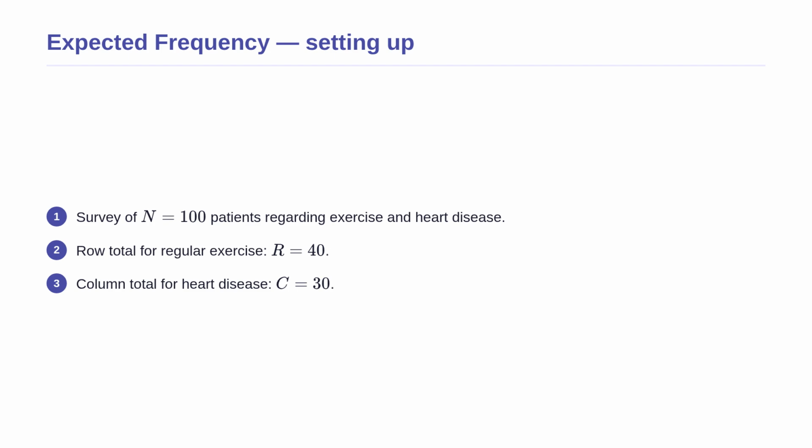The grand total of patients surveyed is our N, which is 100. The problem states that 40 patients exercise regularly, so our row total R is 40. 30 patients have heart disease, making our column total C equal to 30. We have successfully set up our variables.